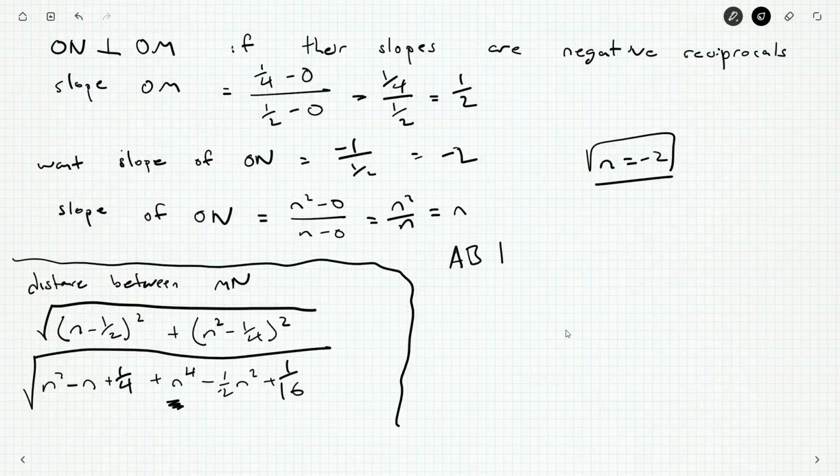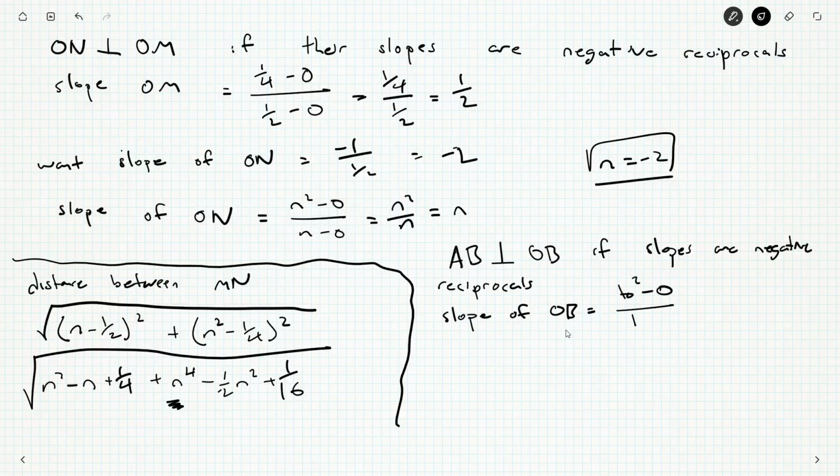So AB is perpendicular to OB if their slopes are negative reciprocals. So let's figure out, we're going to have to get the slope of both AB and OB. It's all going to be in terms of b. So the slope of OB is probably easiest. It would be b squared minus 0 over b minus 0. The slope is just going to be b.